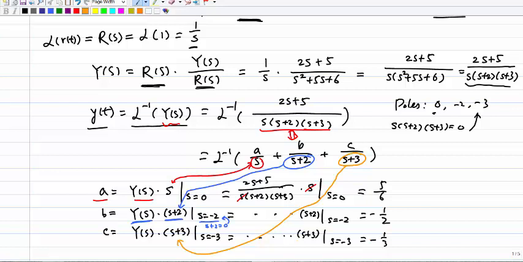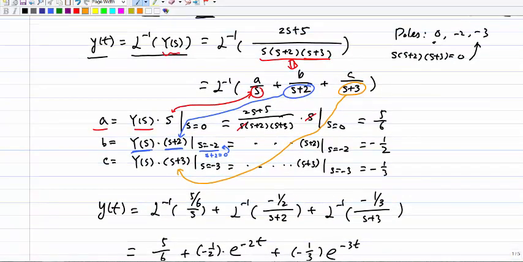So next step, you just plug in those numbers, A and B and C. So it's y of t, the inverse Laplace transform, according to the linear property. So the inverse Laplace transform of these three components together is just the inverse Laplace transform of the three individual components. So it's L inverse of 5 over 6 divided by s. Here I just plug in the A and B and C values. L inverse 5 over 6 divided by s plus L inverse negative 1 half divided by s plus 2 plus L inverse negative 1/3 divided by s plus 3.